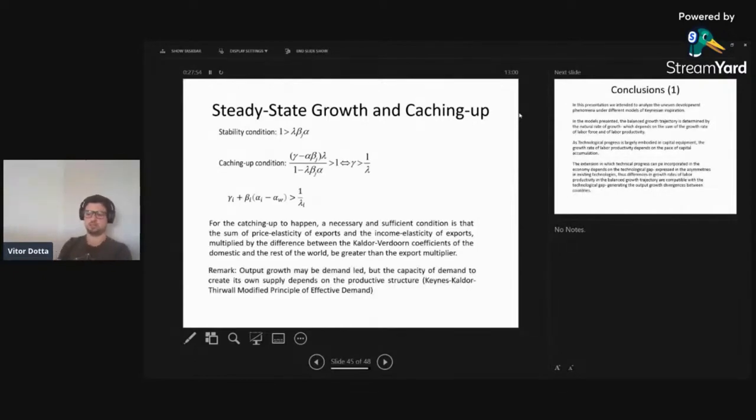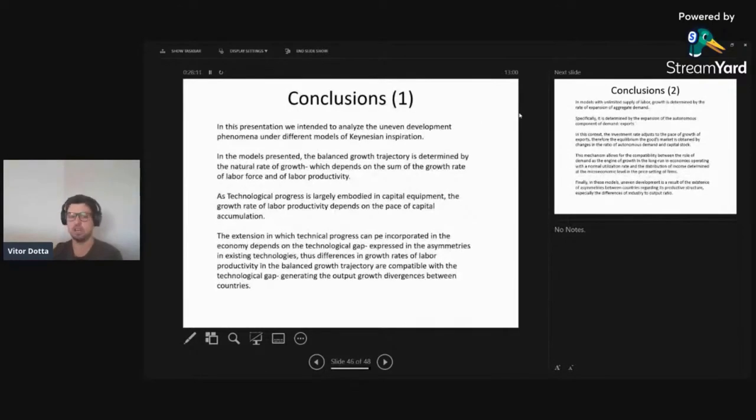Finally, a remark on these models is that output growth may be demand-led, but the capacity of demand to create its own supply depends on the productive structure, in this modified Keynesian Kaldor-Thirlwall principle of effective demand. Finally, I'm arriving at the conclusions.